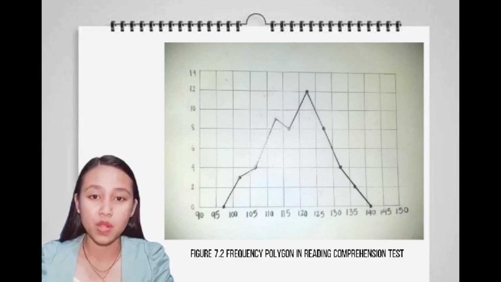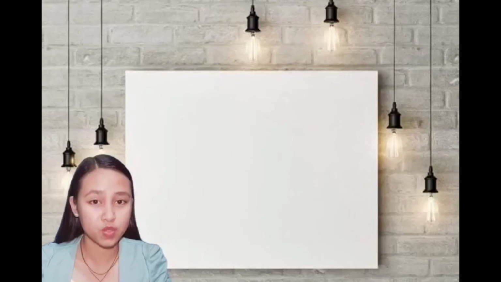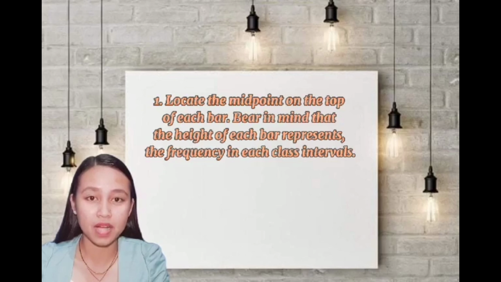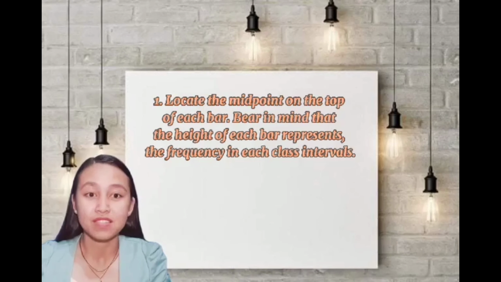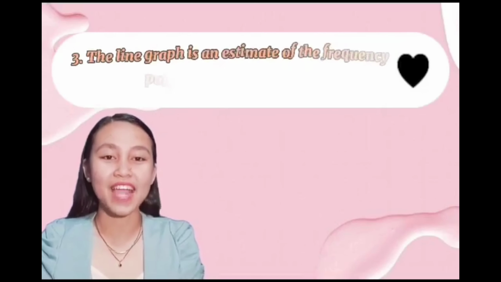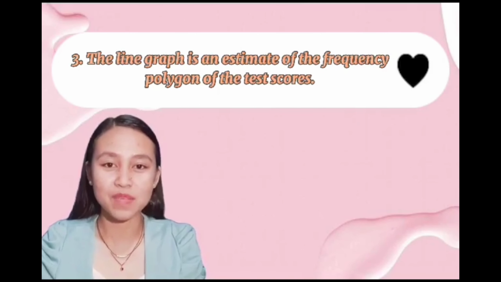You can construct a frequency polygon manually using the histogram in Figure 7.1 by following these simple steps. The first one is, locate the midpoint on the top of each bar. Bear in mind that the height of each bar represents the frequency in each class interval, and the width of the bar is the class interval. As such, the point in the middle of each bar is actually the midpoint of that class interval. In the histogram in Figure 7.1, there are two spaces without bars. In such case, the midpoint falls on the line. The next one is, draw a line to connect all the midpoints in consecutive order. The last one: the line graph is an estimate of the frequency polygon of the test scores. Following the above steps, we can draw a frequency polygon using the histogram presented earlier in Figure 7.1.